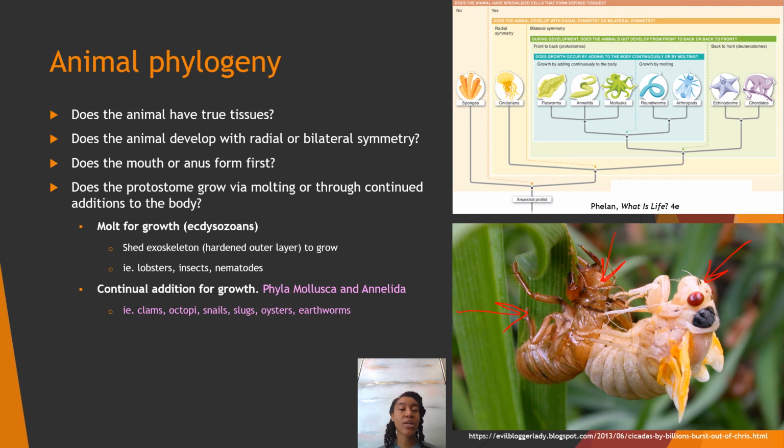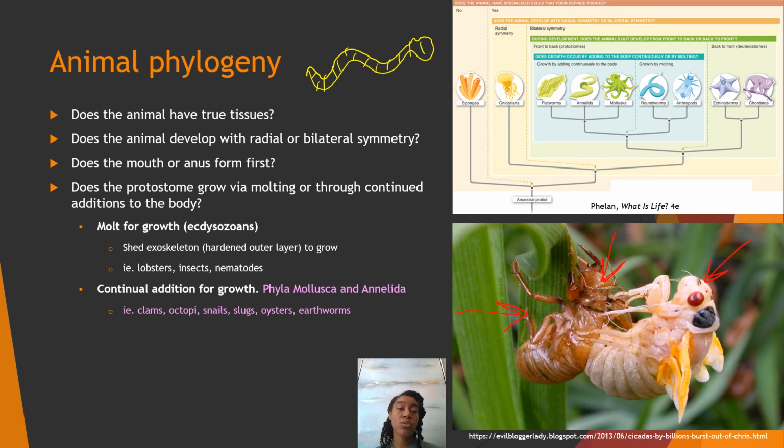And then you can have organisms that can grow by just adding new body segments onto them. And this is an example of mollusks and annelids. So when you have an annelid, which is like an earthworm, let's see if I'll try to draw one. An earthworm has many segments, right? And we'll see a picture of an earthworm later if you're like, I don't know what you're talking about. But it's basically a long worm that has multiple segments.